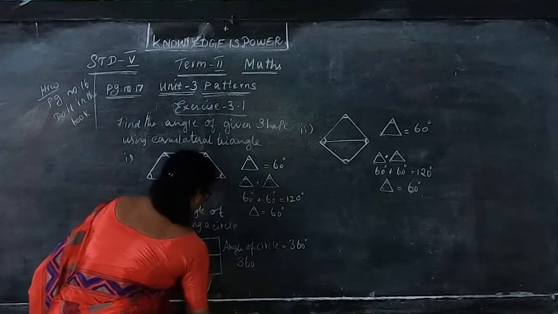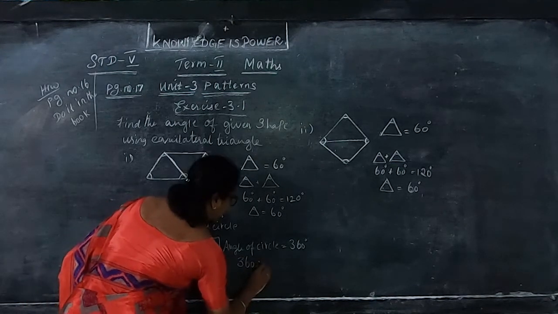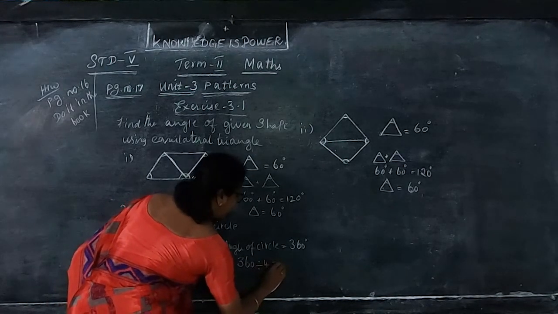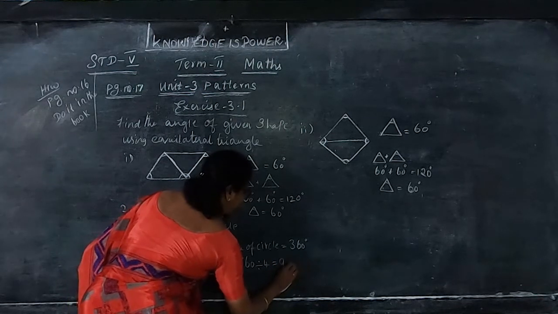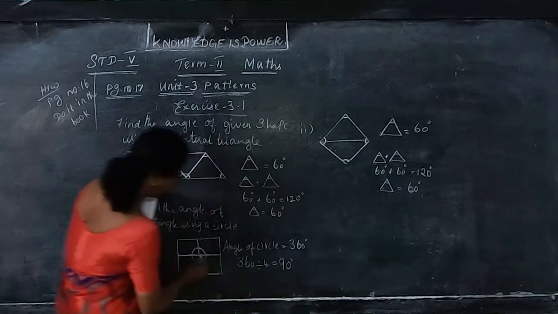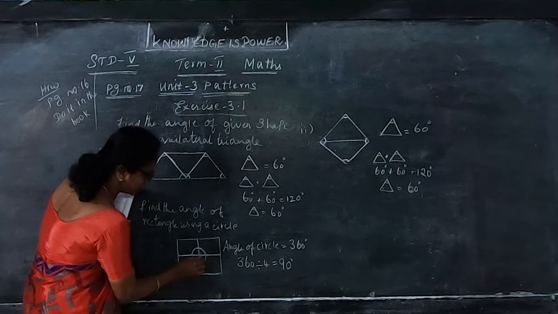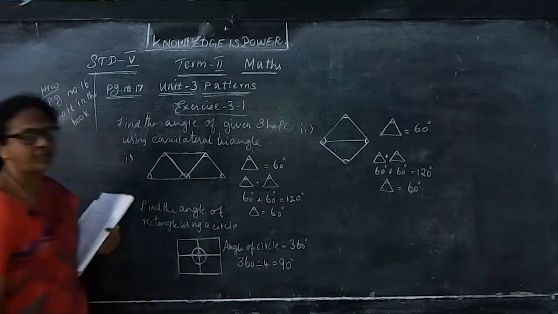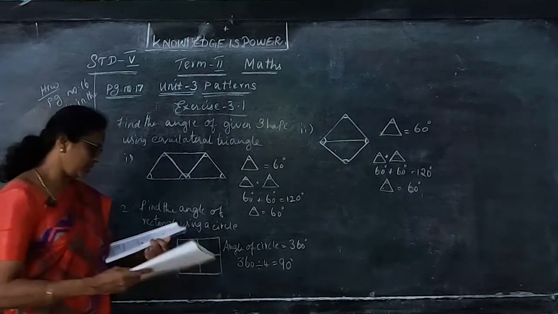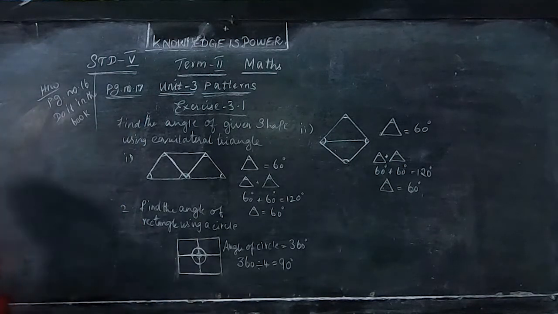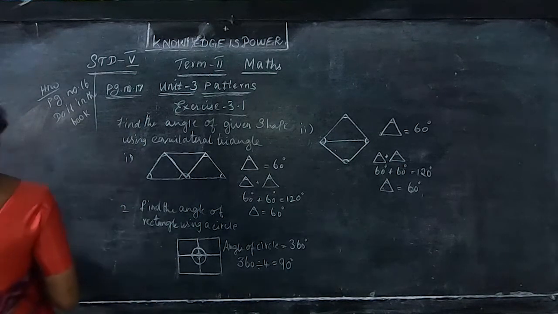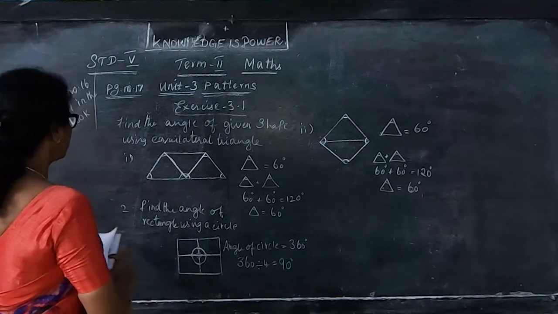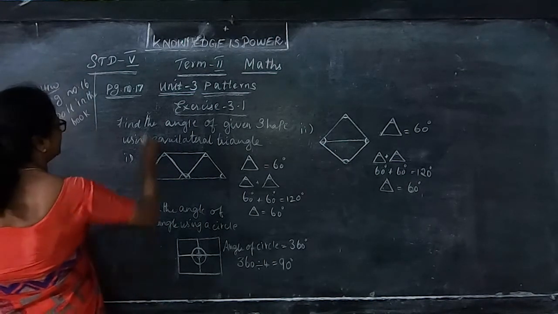Now how many is there? 1, 2, 3, 4. So 360 divided by 4, that is equal to 90 degree. So 90 degree is each angle. Okay, can you understand children? So this is the one simple exercise in your book. And now we will move on to the next one. This is all on page number 19.